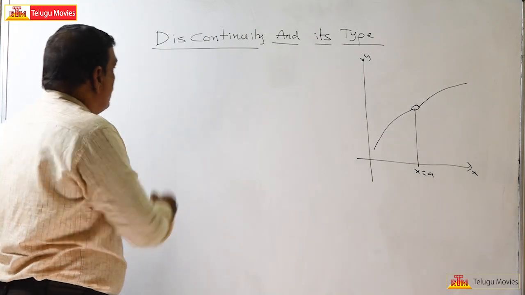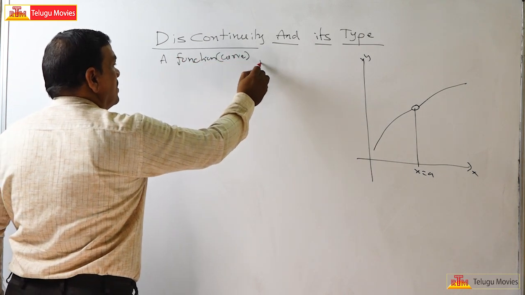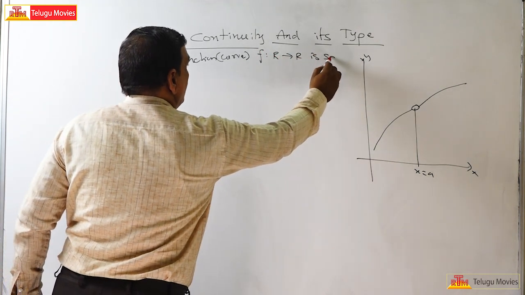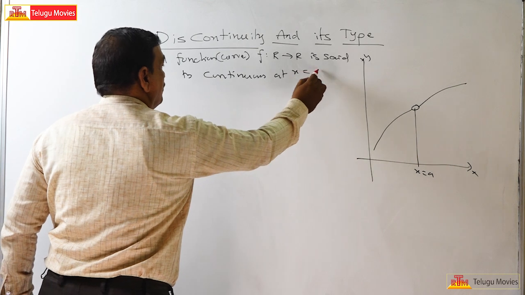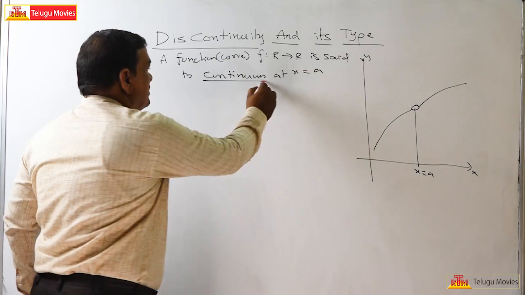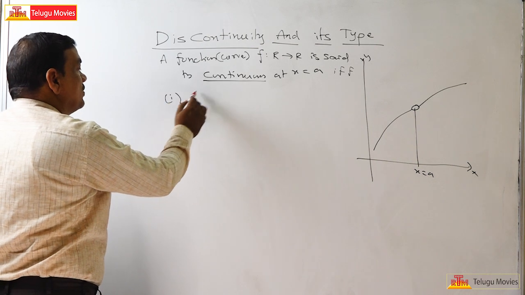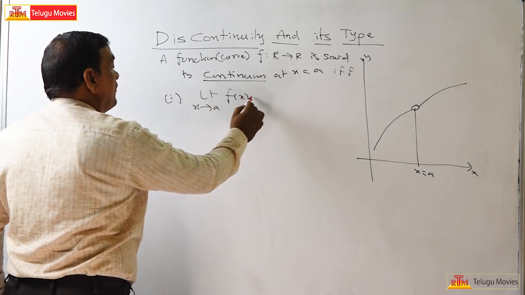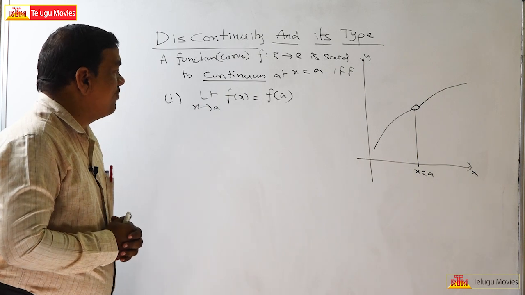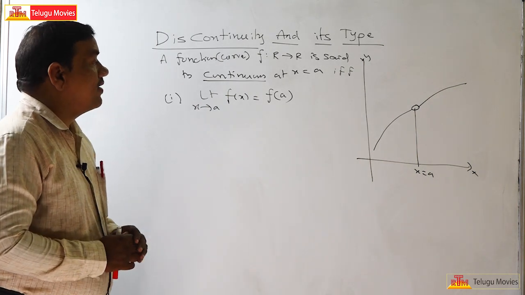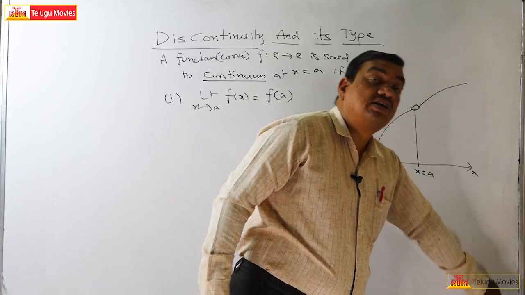A function or curve f from R to R is said to be continuous at x is equal to a, not discontinuous, if and only if the condition limit x tends to a of f of x is equal to f of a holds. If this one condition is satisfied, then we say that the curve is continuous at x is equal to a.